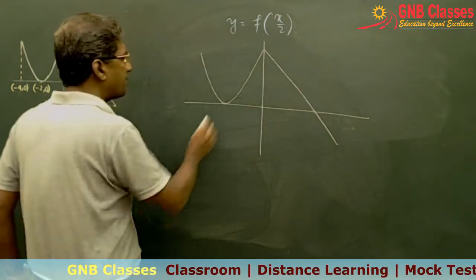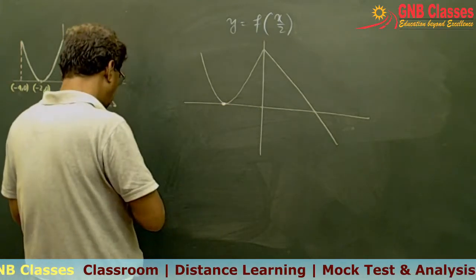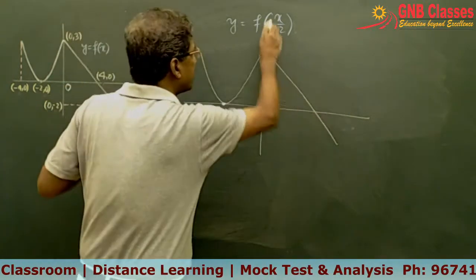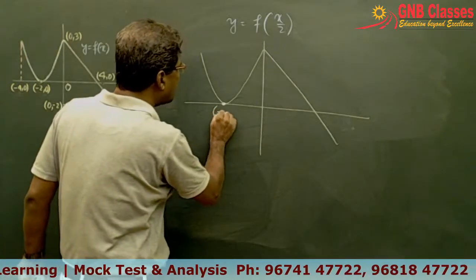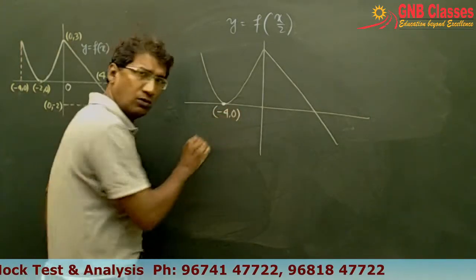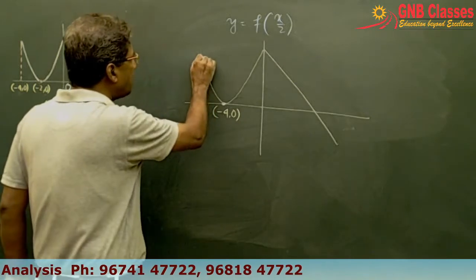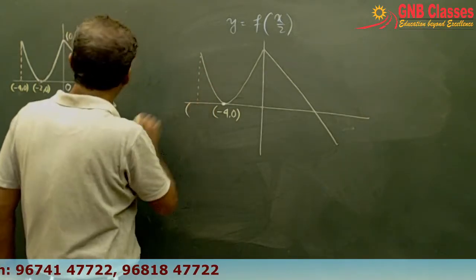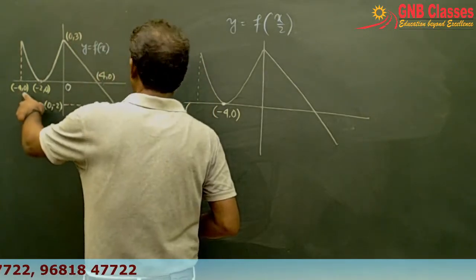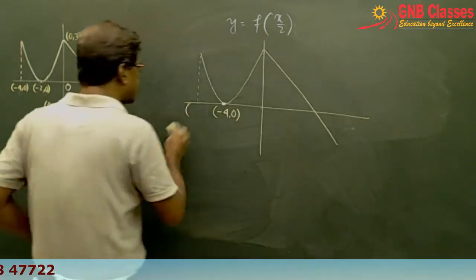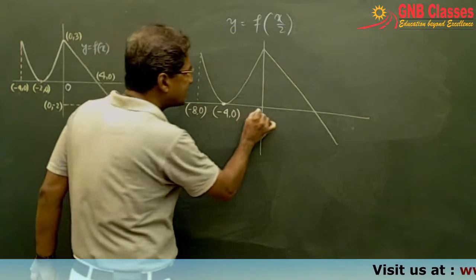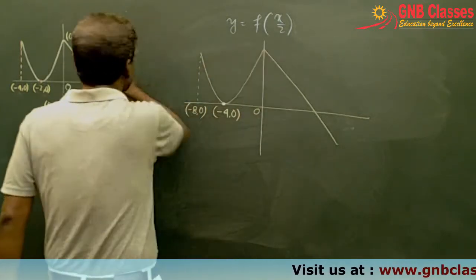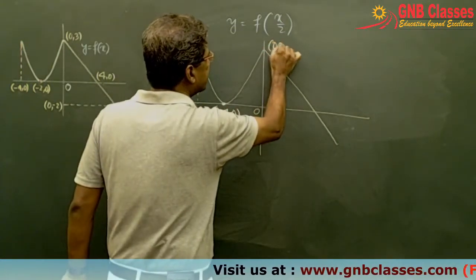Look at it carefully. This point, you have stretched it by 2 units. It was actually (-2, 0). Now this point will be (-4, 0). Is it clear? This point, previously it was (-4, 0). You have stretched 2 units. So this point will be (-8, 0). Is it clear? This is the origin. This point was (0, 3). It will remain as it is.